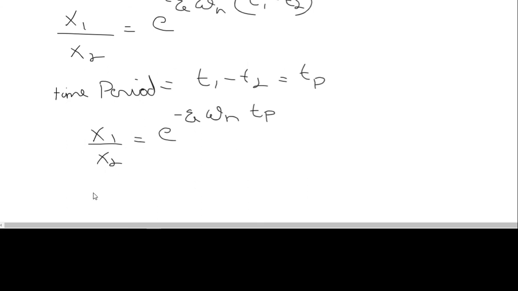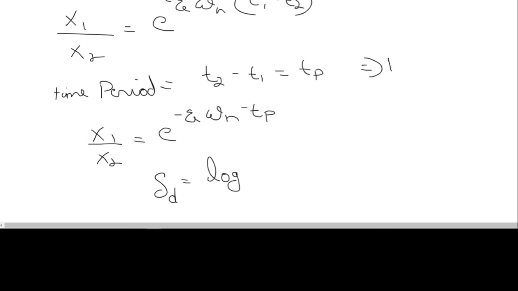So we get our equation for logarithmic decrement as the natural log of x1 by x2. For the time period, sorry, I made a mistake there. The time period is t2 minus t1, that is equal to Tp. So here it is t1 minus t2, which implies t1 minus t2 is equal to negative Tp. Putting it there, negative and negative becomes positive, so it will be e to the power of epsilon, as the negative is cancelled by the multiplication.